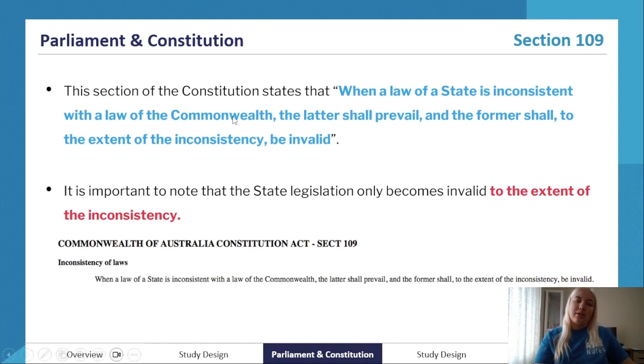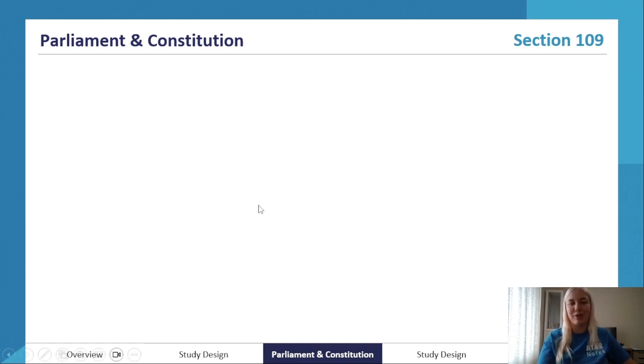So, very important when you're answering these questions, and where you will lose marks, is if you forget that state legislation only becomes invalid to the extent of the inconsistency. So, the part that is contradicting only. Okay? So, that's very, very important. You're welcome to, for the sake of your responses, actually memorize the section and what it says. I definitely used to just have it memorized because it's quite an easy section. But you're absolutely free to explain it in your own words. Just don't miss the extent of the inconsistency. Very important.